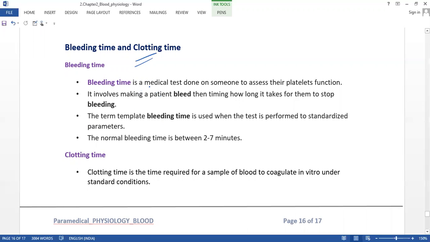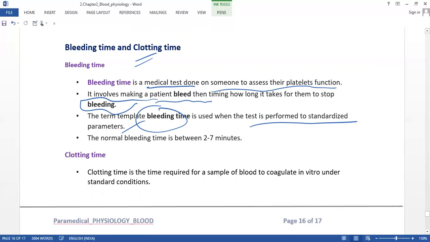Bleeding time is a medical test done on someone to assess platelet function. It involves making the patient bleed and timing how long it takes for the bleeding to stop. The term template bleeding time is used when the test is performed with standardized parameters. The normal bleeding time is between 2 to 7 minutes. Nothing will happen to a person who bleeds for 2 to 7 minutes in the case of a wound or cut on the body.